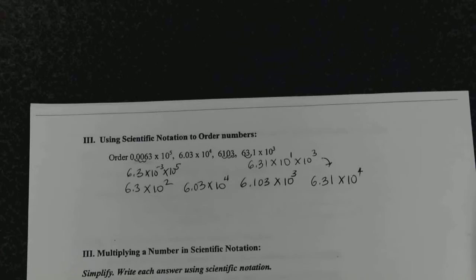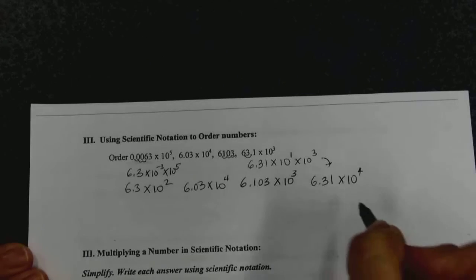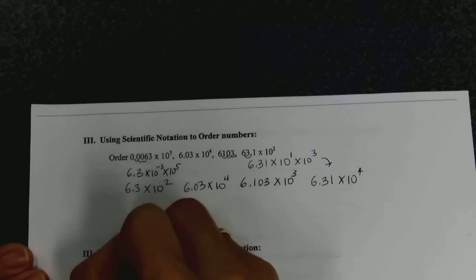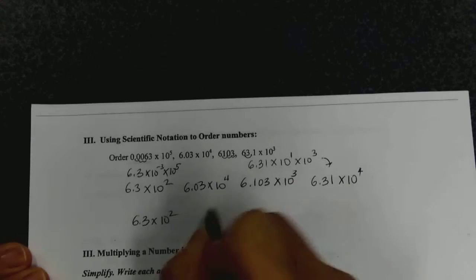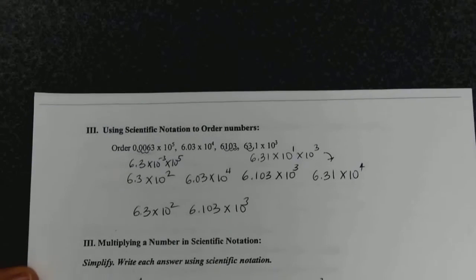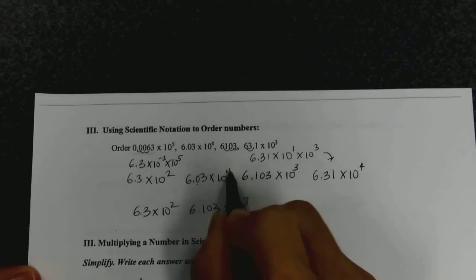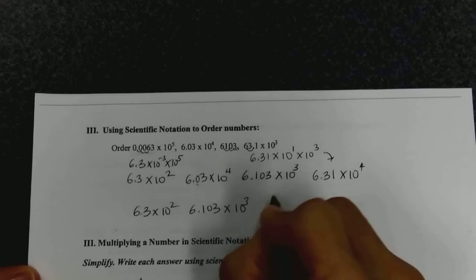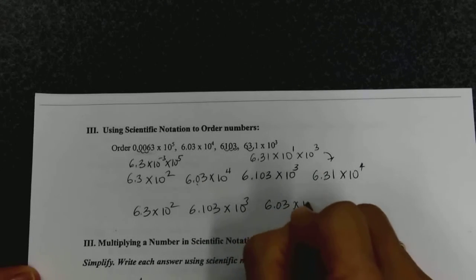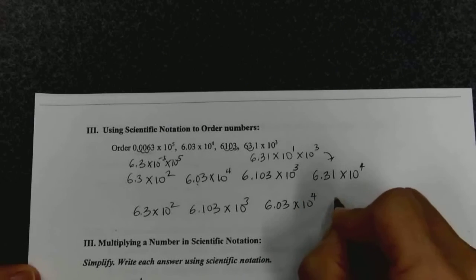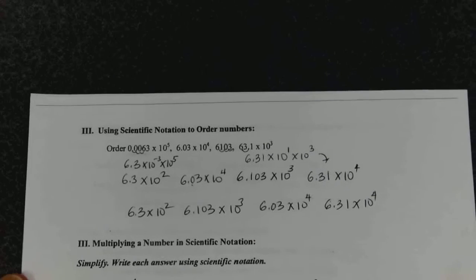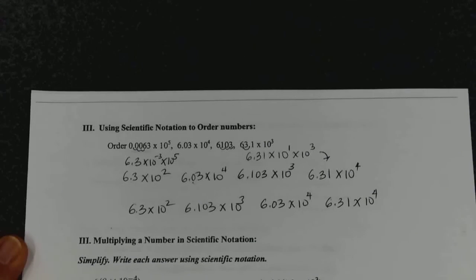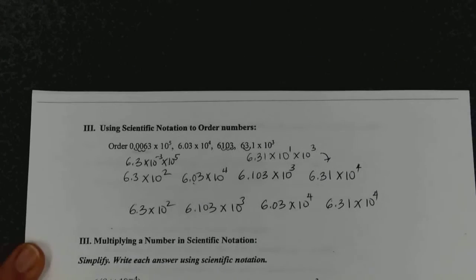So now I want to put it from least to greatest. So my smallest exponent, which is this one, would be 6.3 times 10 to the second. Next one will be 6.103 times 10 to the third, and then the next one, they have the same exponent, so this is smaller than this one, so it will be 6.03 times 10 to the fourth, and then the last big number would be 6.31 times 10 to the fourth power. And that's how you use scientific notation to put numbers from least to greatest.